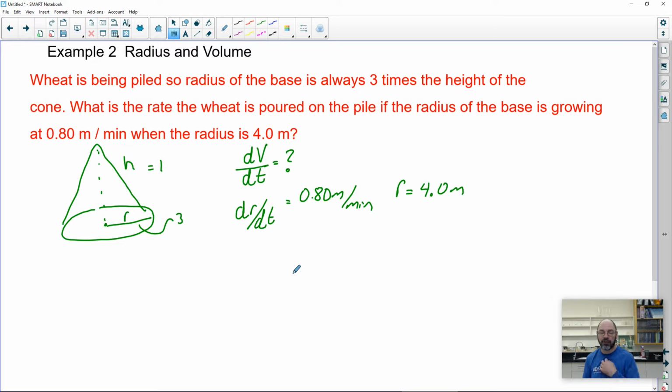So now we're going to do our ratio next. So our ratio of r to h equals 3 to 1. Okay, so in this case, we want to eliminate the h, so we have to get what h is equal to. So we'll cross multiply: 3h equals r. So h equals r over 3.